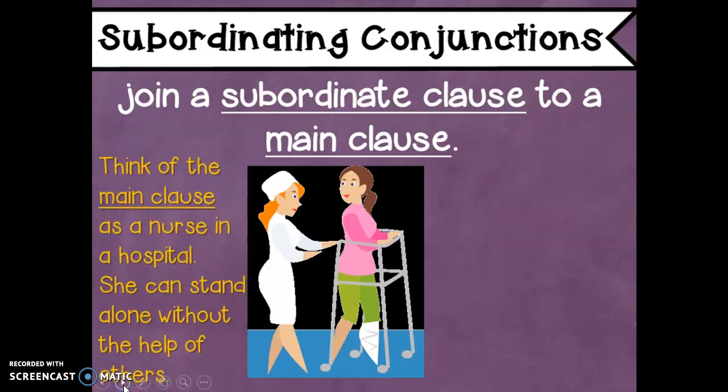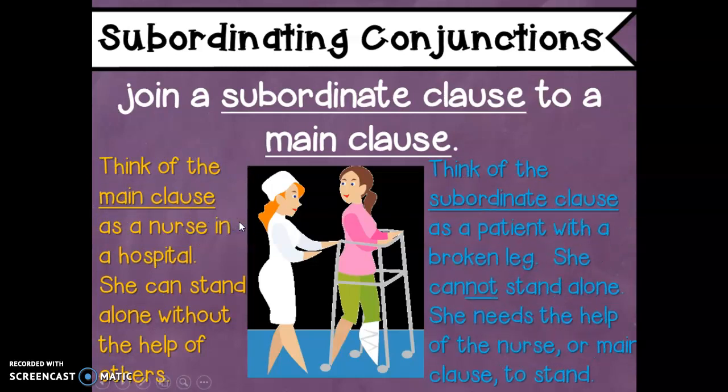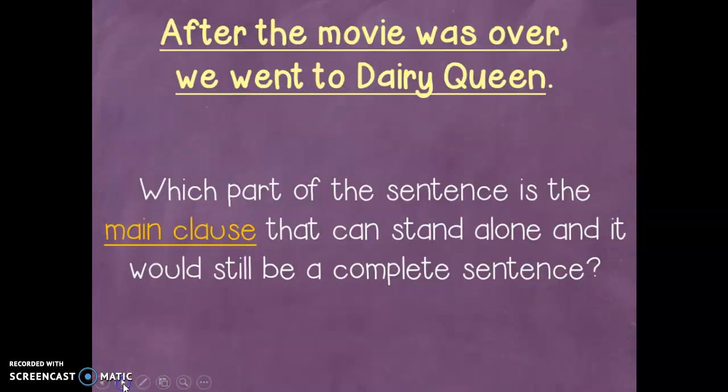When we think about joining a subordinate clause and a main clause, I want you to think of the main clause like a nurse in a hospital. A nurse can stand alone without the help of anyone else. She's perfectly healthy, capable of being there and being alone without any assistance. A subordinate clause you can think of as a patient with a broken leg. She is unable to stand alone, and she needs help from the nurse, or main clause, in order to stand. The main clause doesn't need anybody, but the subordinate clause needs a little help from the main clause in order to make it a complete thought.